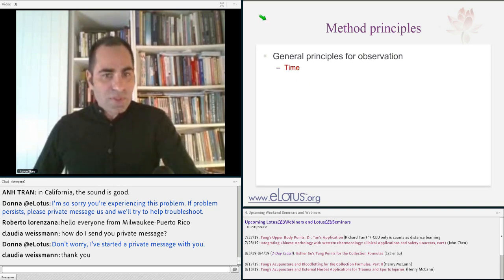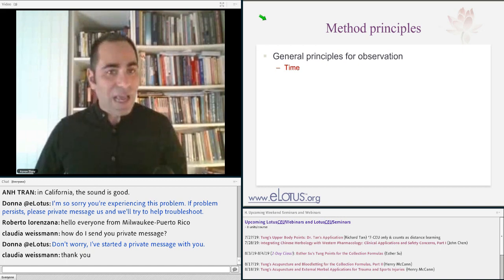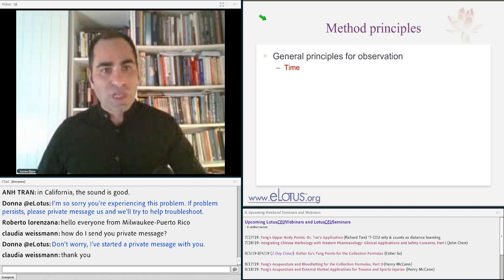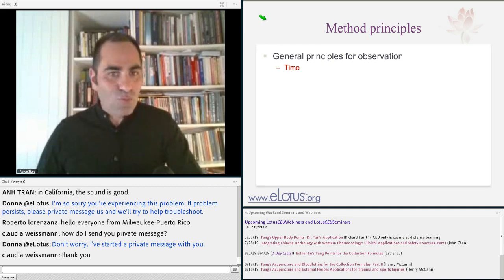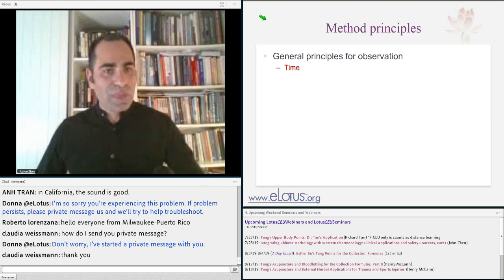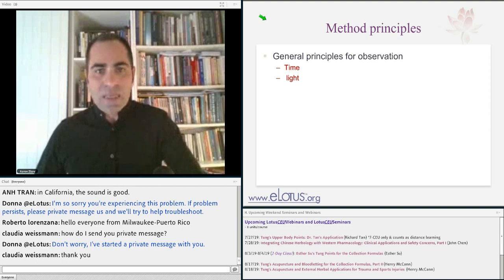The general principles of the observation of the tongue. So first of all, the time is important when we look at the tongue. The best time will be in the morning when the patient wakes up. Of course, we cannot call the patients to come to our clinic first thing in the morning, but this will be the most exact diagnosis.